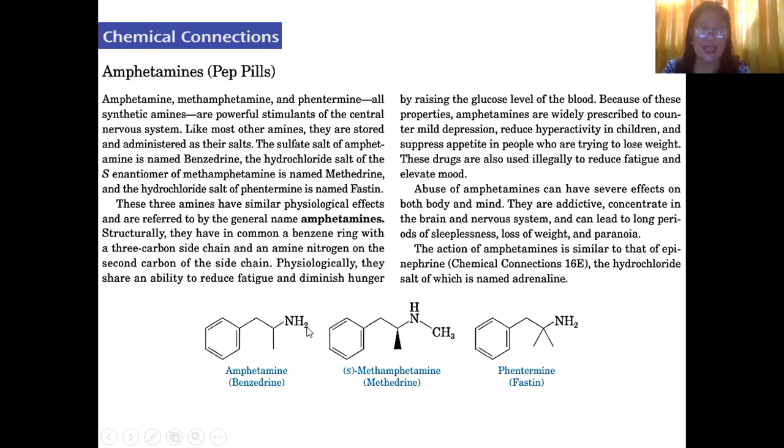No? So it has the 2 rings, no? And NH2. And this is the methadone. Where is your amine? And this is the fastin, no? Or phentermine. All of these are under amphetamines. Okay.